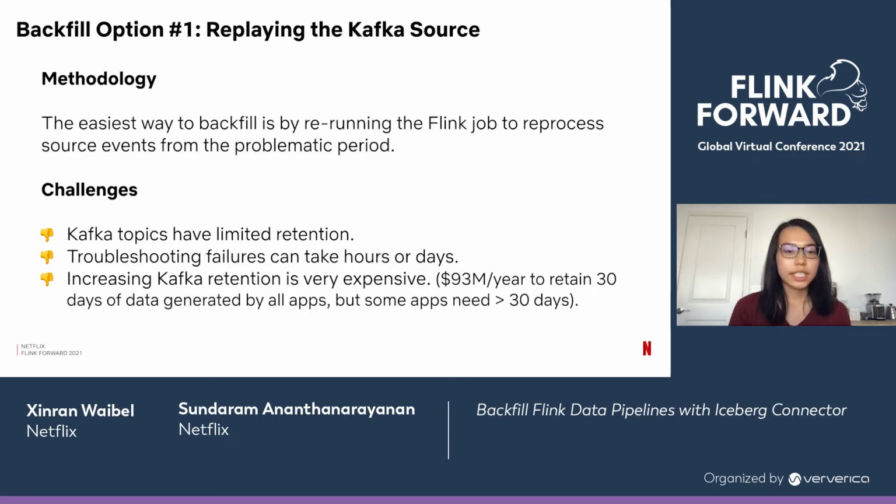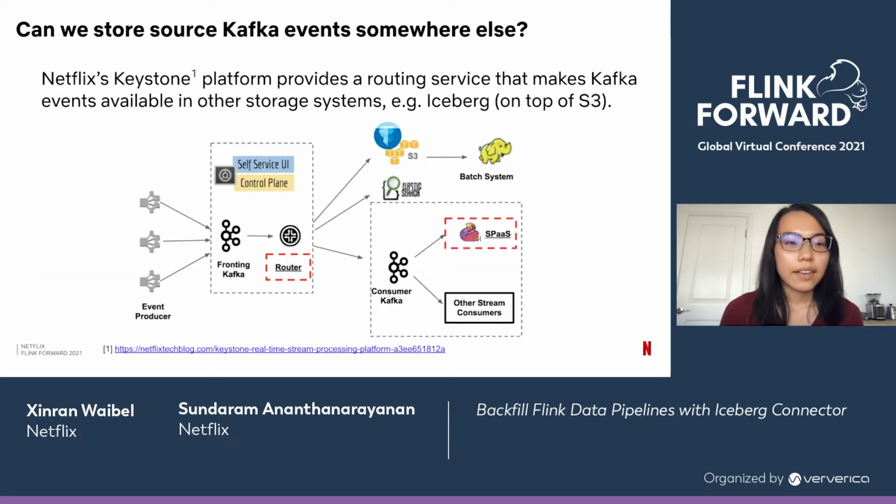If Kafka retention cost is a problem, can we possibly store the Kafka events somewhere else at lower cost and backfill using that data? The answer is yes. The Netflix Keystone platform provides a routing service that makes Kafka events available in other storage systems, such as Iceberg tables on top of S3, so that they can be further processed by batch systems later.